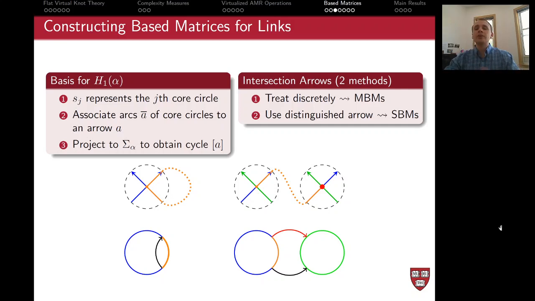So however you switch the component you're on, you then follow that curve until you get back to your original intersection. And on the chord diagram, this is defining a pair of arcs. The way you want to think about this is you're going from the tail of your intersection to the distinguished arrow, and then from the distinguished arrow to the head of your original intersection arrow. So this is how we can get our cycles, and it turns out that this is a good basis on which you can compute the homological intersection form.